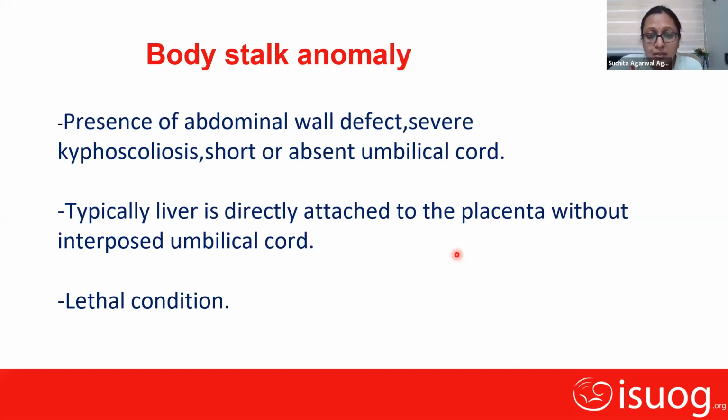Another anomaly I would like to add is the body stalk anomaly. It's a very obvious diagnosis and it is a lethal anomaly, and it can be diagnosed as early as the first trimester. So what happens in body stalk anomaly? There's a presence of abdominal wall defect, a severe kyphoscoliosis, and you'll find a short or absent umbilical cord. Typically, the liver is directly attached to the placenta without an interposed umbilical cord, and it is a very lethal condition.